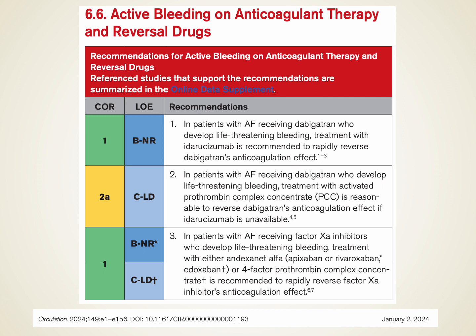The problem is, usually I'll see folks go with the Kcentra, or the four-factor prothrombin complex concentrate, only because it is considerably less expensive. We're talking just a couple of thousand dollars compared to tens of thousands of dollars for the specific antidote for apixaban.